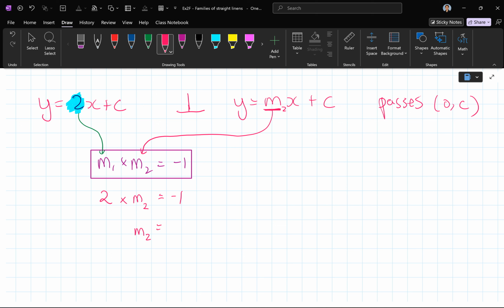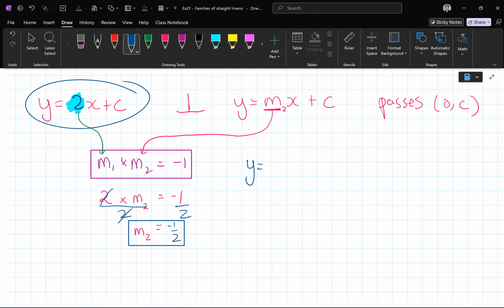Well, some students struggle at this point because of the m and the subscript 2 there, but really you're just saying 2 times what equals -1. You can solve it by dividing both sides by 2. 2 divided by 2 cancels out, and m2 equals -1/2. So the new equation that you're trying to come up with, to be perpendicular to this line, has to have a gradient of -1/2 x.